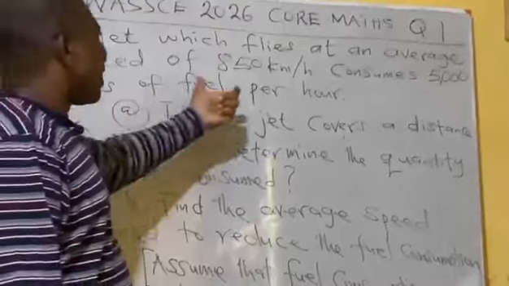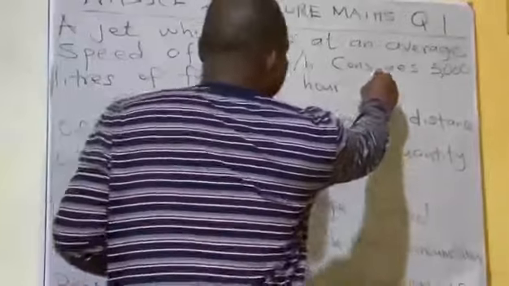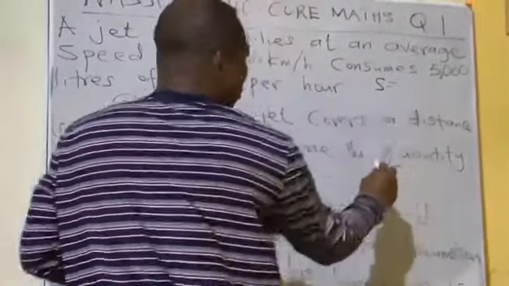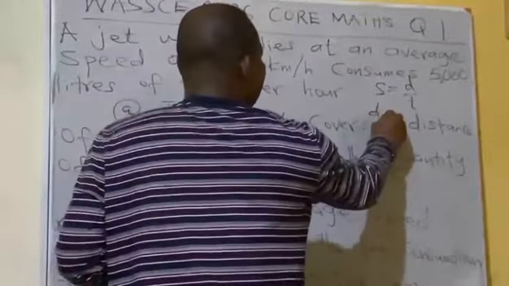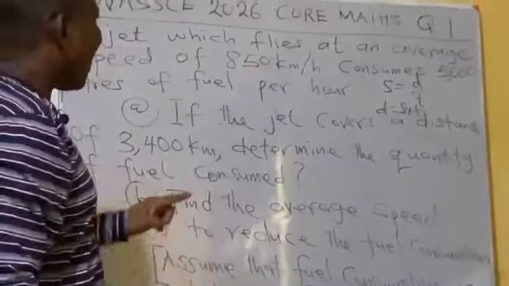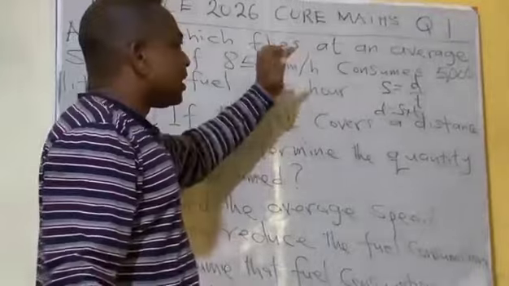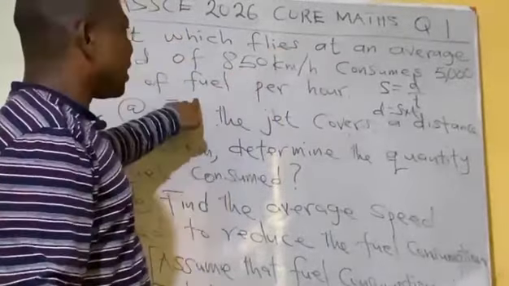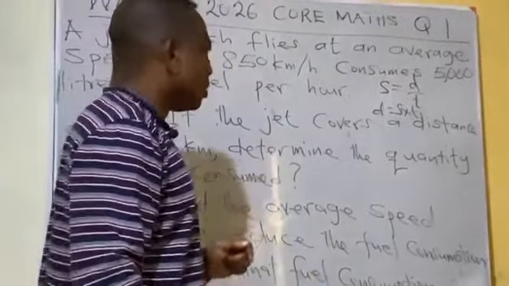Why? Because we have speed and time given. So we can use the formula speed is equal to distance over time. So distance is equal to speed times time. So we can multiply the speed by the time, which is 1 hour, to get the distance covered. Then we can compare the distance and relate to the amount of fuel consumed.